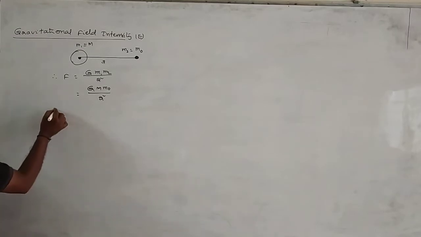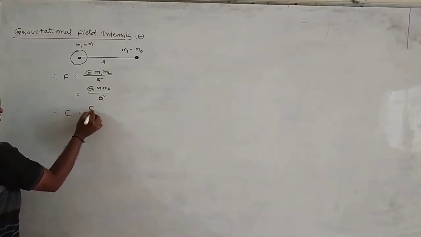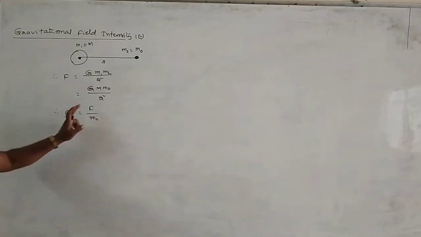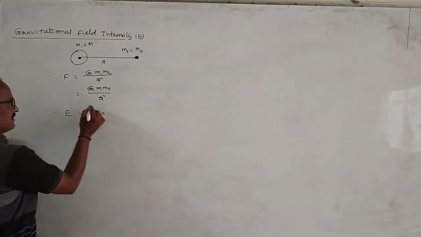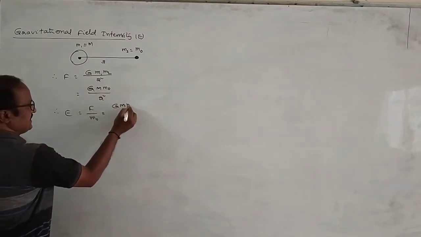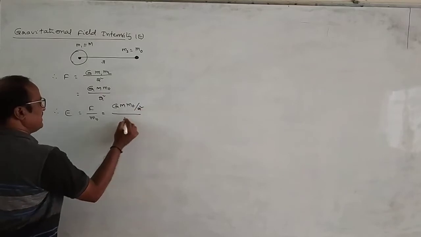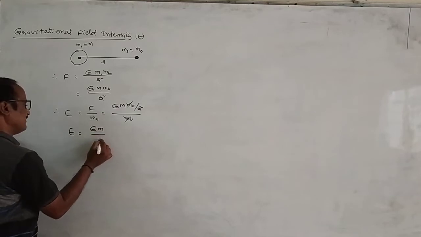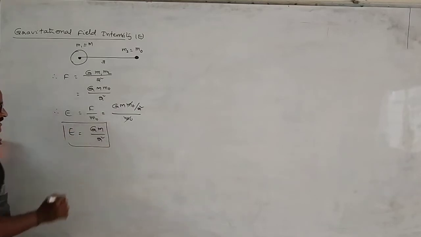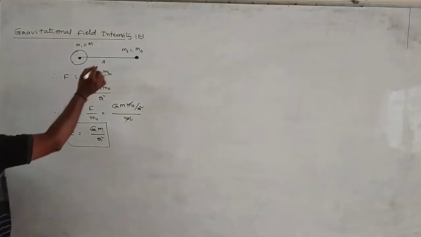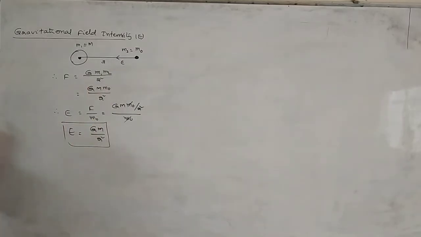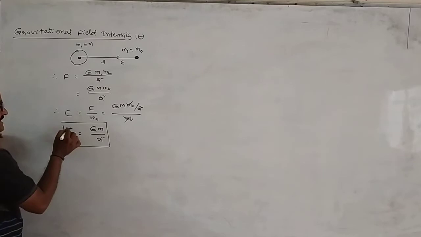But the gravitational field intensity is nothing but the force acting on a body of mass 1 unit. E is equal to F by m0. That is equal to G M m0 by r square by m0. This cancels out. Capital E is equal to GM by r square. This is the formula of gravitational field intensity. It is also a vector quantity. It is always along the direction of the force. The gravitational force direction and the gravitational field will be in the same direction.